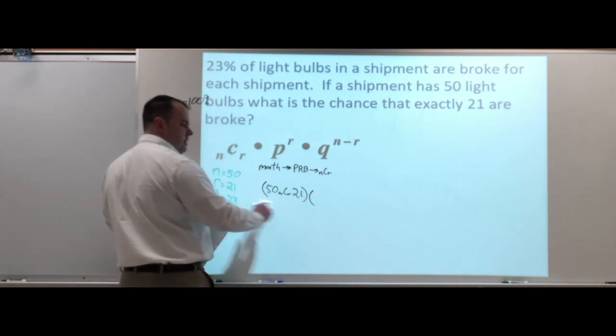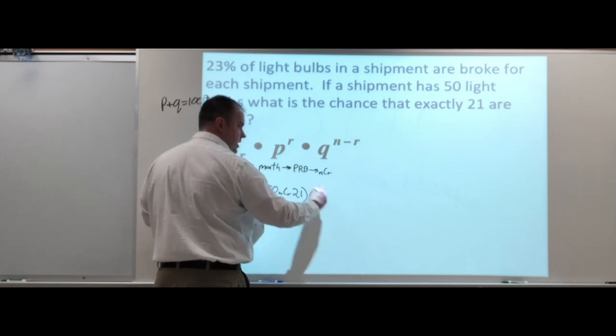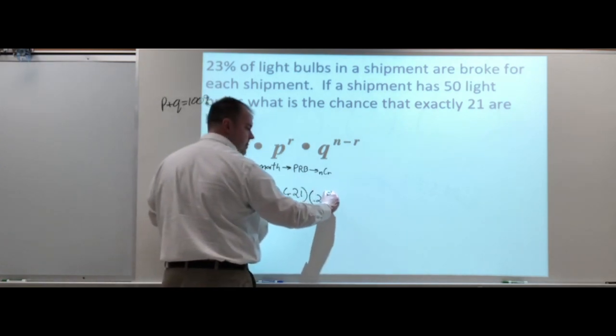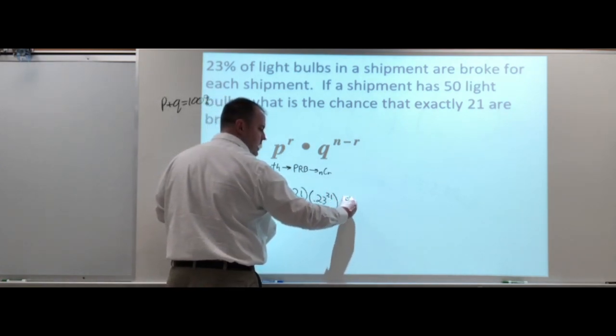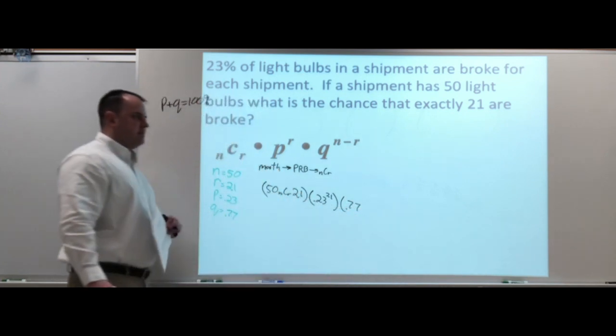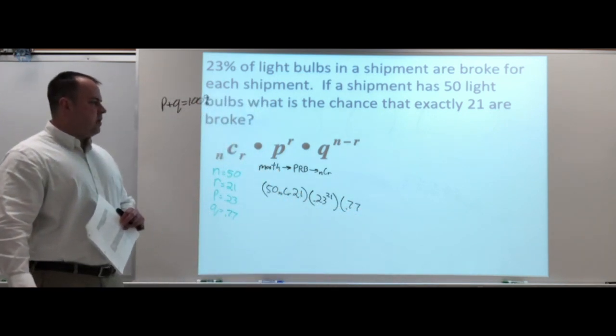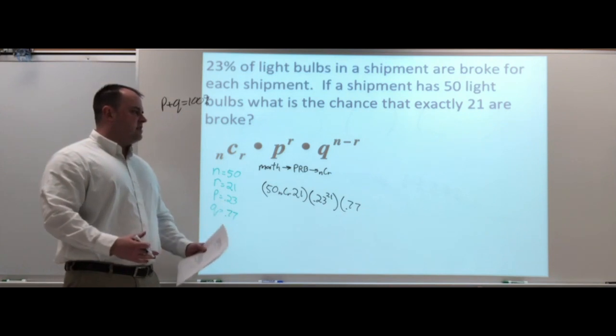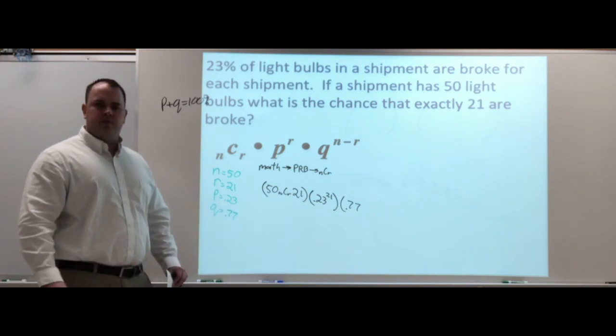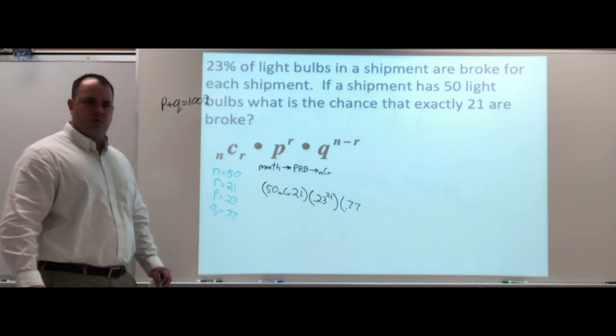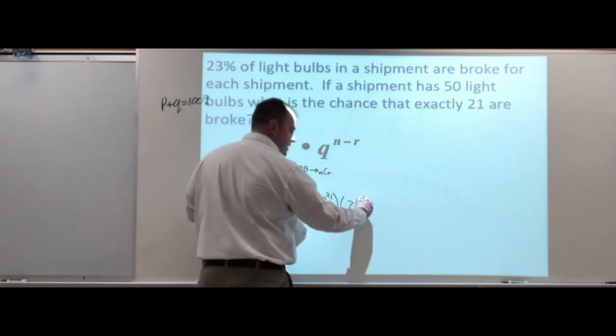We have P, 0.23 to the R power, which is 21. And our complement, our Q, 0.77. Now, N minus R, this is where I say you need an extra set of parentheses, but I can do 50 minus 21 in my head. 50 minus 21 is 29, so I'm just going to put that up there.